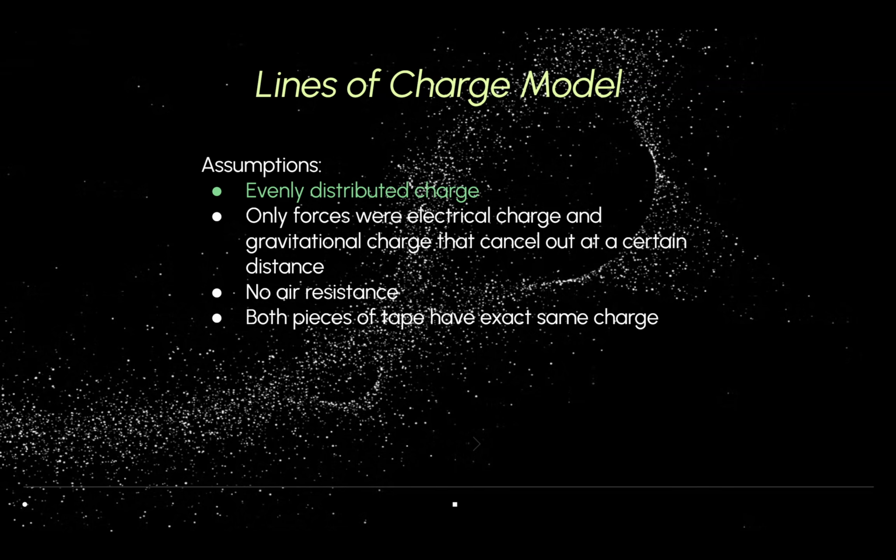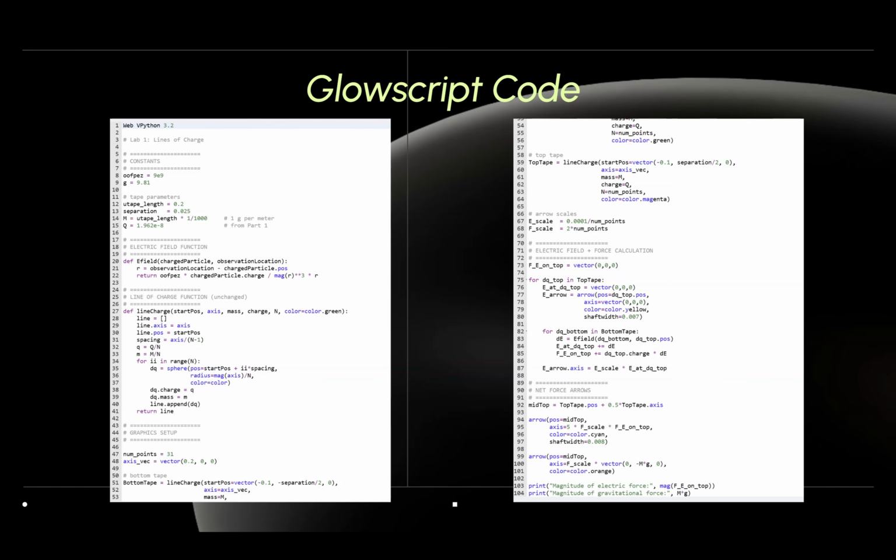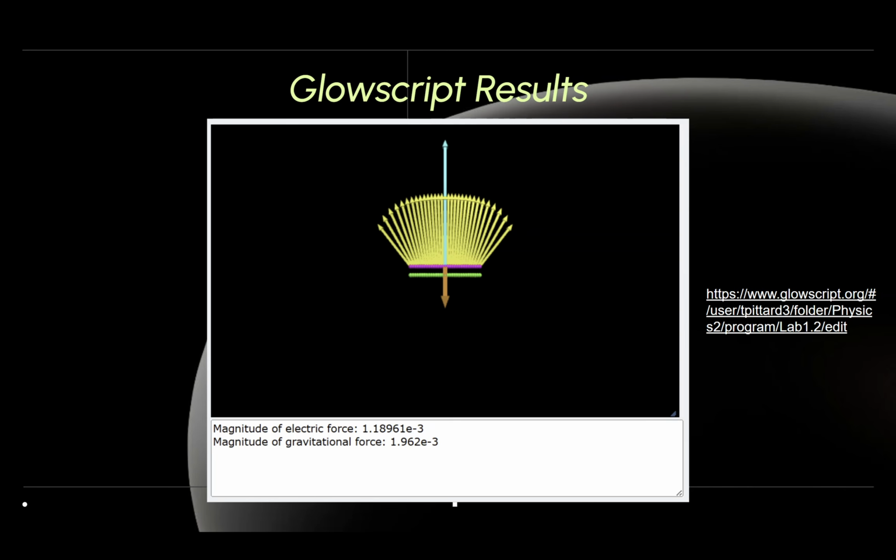For the line of charge model, same assumptions, minus the charge is evenly distributed across the tape. Realistically, it's probably not exactly like that, but it is a good assumption to have. It makes computation a whole lot easier. With the code, it's very similar, just extended out. And here are my results. My arrows looked really weird when I was making this, so I had to do a lot of playing with the arrows, but in the end, I think they look really good. As you can see, the charges are distributed properly, and your net is properly oriented.